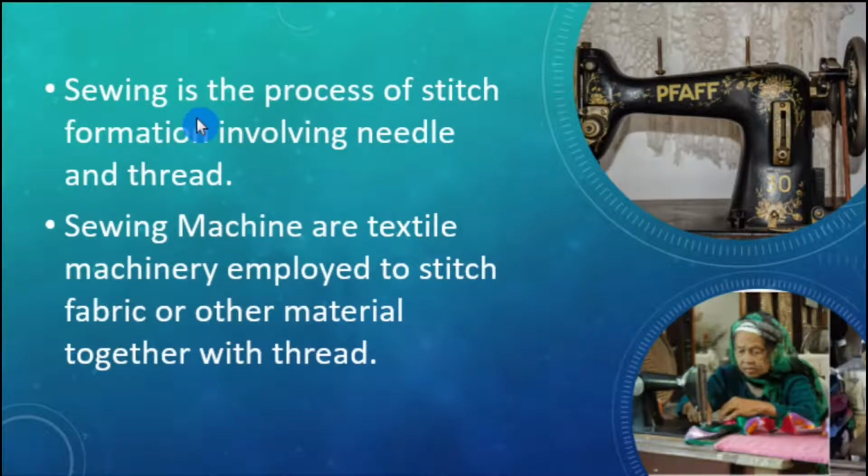Sewing is the process of stitch formation involving needle and thread, while sewing machines are textile machinery employed to stitch fabric or other material together with thread. It means that sewing is the process, while the sewing machine is the machine used for sewing. Kapag wala kayong sewing machine, you can stitch using your hands. So, ayun din ang tinatawag nating gawang kamay. But it is much better to use a sewing machine for a large quantity of dresses that you will make.